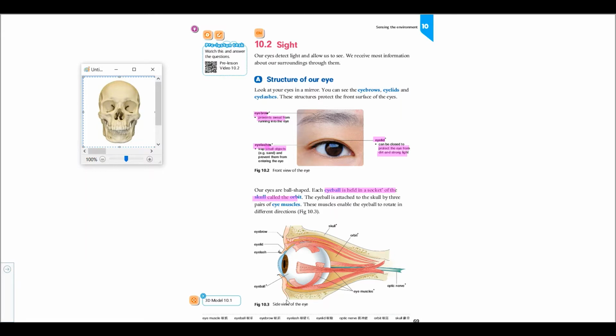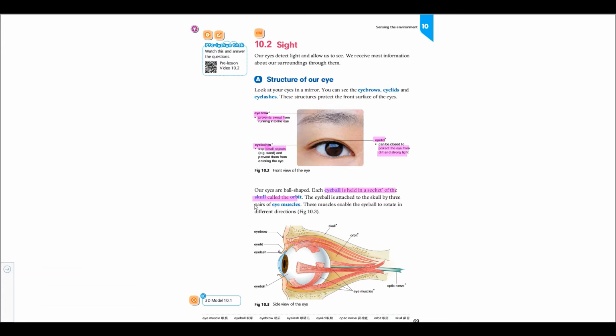Your figure 10.3 is the side view. You cut from the middle and look from the side, so it will be like this. You can see the eyeball placed in here. The whole space is called the orbit, and there are three pairs of eye muscles. Remember, three pairs of eye muscles. The muscles allow the eyeball to rotate in different directions: you can move up, down, left, and right. These are the outer structures of the eyeball.